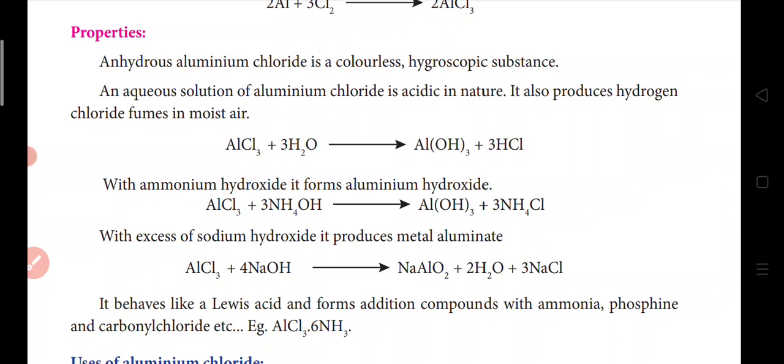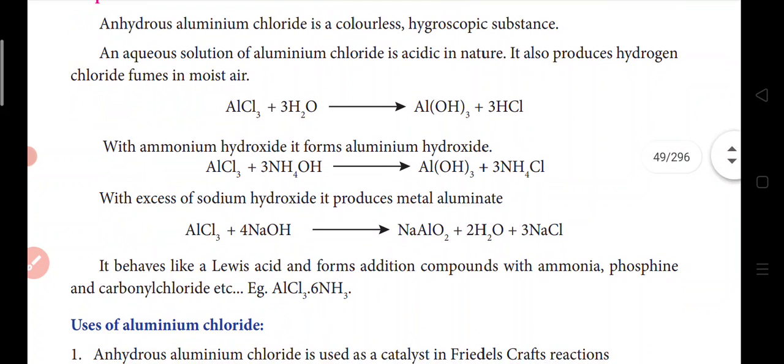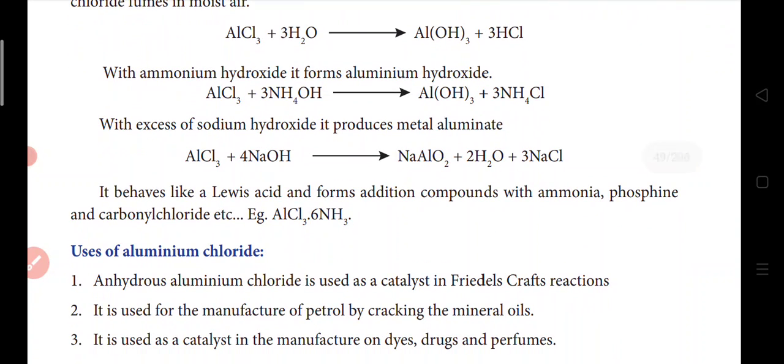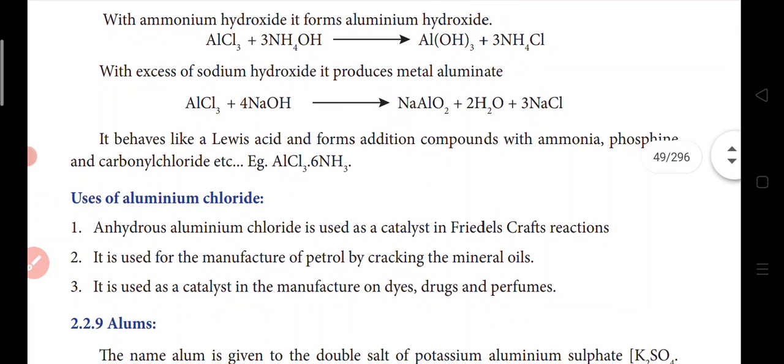Aluminium chloride reacts with ammonium hydroxide to form aluminium hydroxide. With excess of sodium hydroxide, it produces meta-aluminate. It behaves like a Lewis acid and forms addition compounds with ammonia, phosphine and carbonyl chloride.